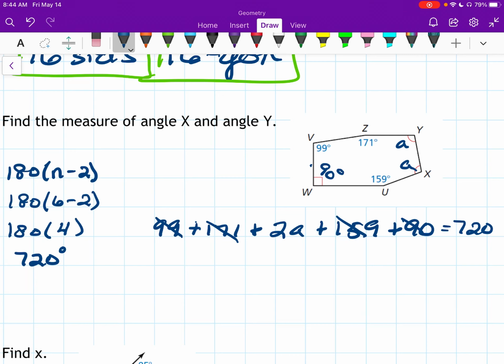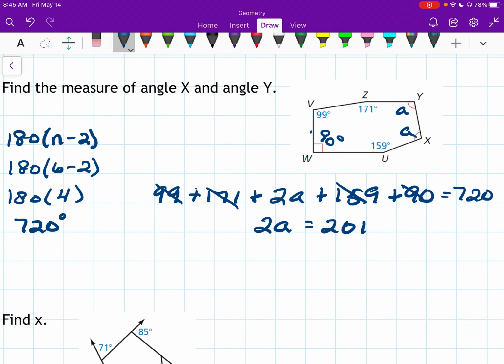Is that right? I thought that was supposed to be even. Let me type that in again. 720 minus 99 minus 171 minus 159 minus 90. Well, I got 201. So I'm going to say 2a equals 201. Whenever I divide by 2, I get a equals, well, this is going to be 201 over 2, or we could list that as 100.5 degrees.